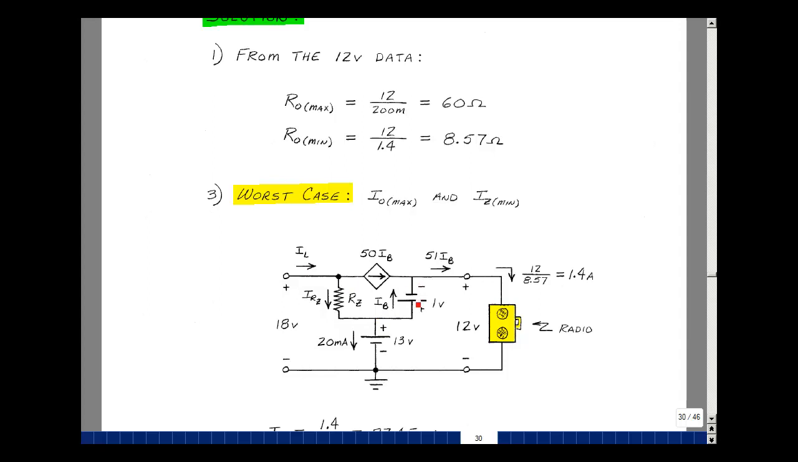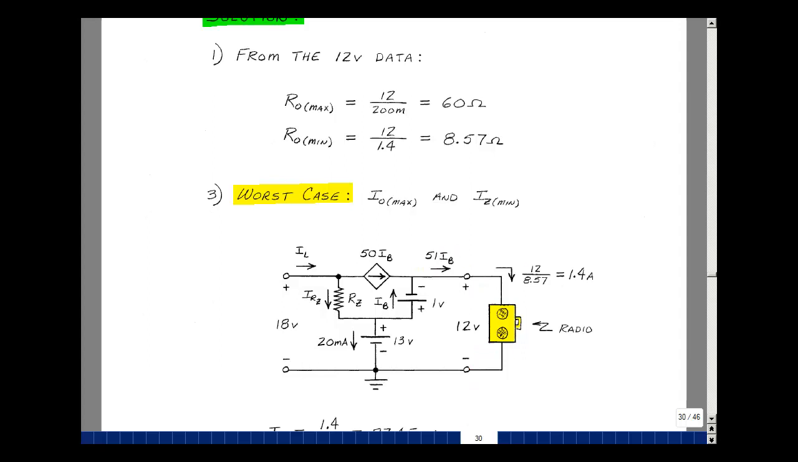Between the base and emitter, I've got a VBE on of 1 volt, a current source between the collector and the emitter of beta F I sub B or 50 I sub B, my Zener voltage of 13 back to ground, and then my resistor R sub Z with a current I sub RZ in it. And then I have my stereo, which I want to have 12 volts across it, and the current going into it is 51 I sub B.